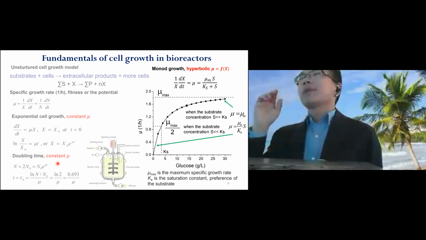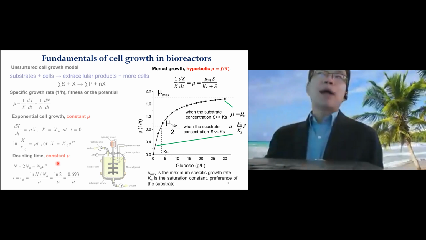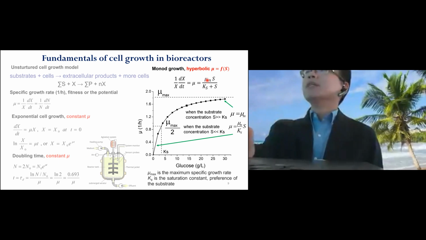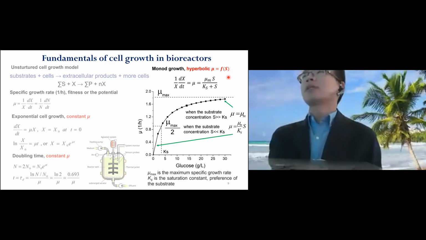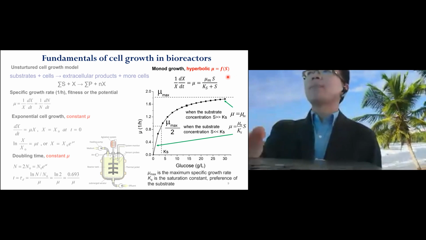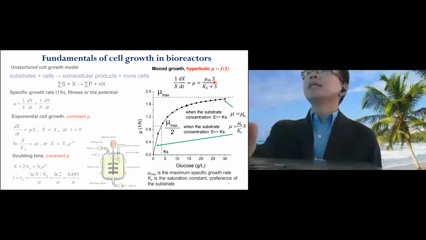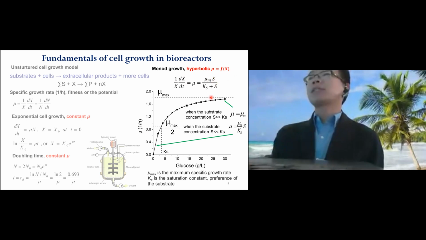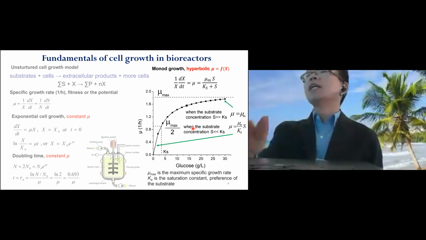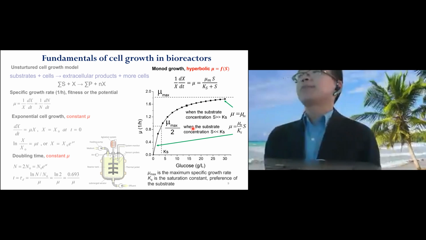Lots of the time, people doing experiments found that the specific growth rate depends on the substrate concentration. It follows the hyperbolic equation we call Monod growth. It's well fitted to a Monod growth curve. For example, the specific growth rate mu depends on this hyperbolic function, where mu max is the maximum specific growth rate, and Ks is the saturation constant. It tells us the preference for the substrate.